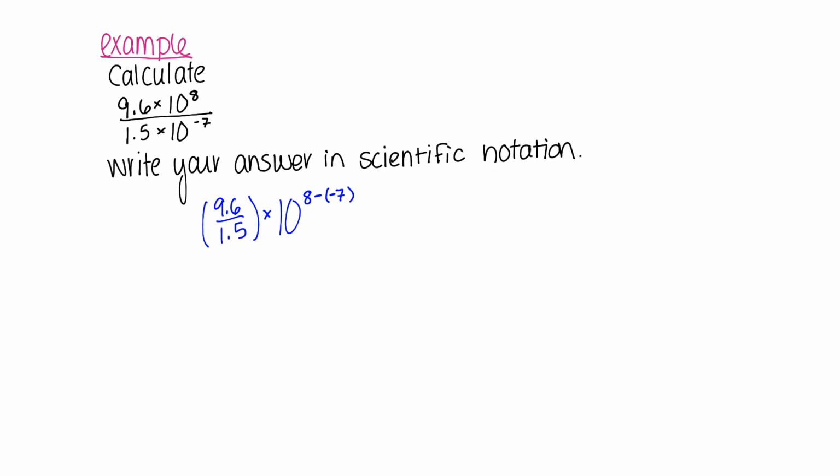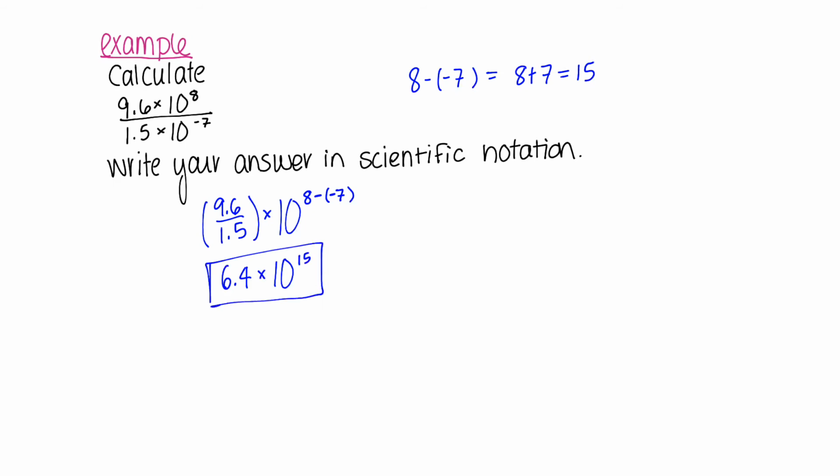So on my calculator, I'm doing 9.6 divided by 1.5, and I get 6.4, which is nice because that number is going to be in scientific notation. And then 8 minus negative 7 is the same thing as 8 plus 7, which is 15. So our answer here is 6.4 times 10 to the 15th.